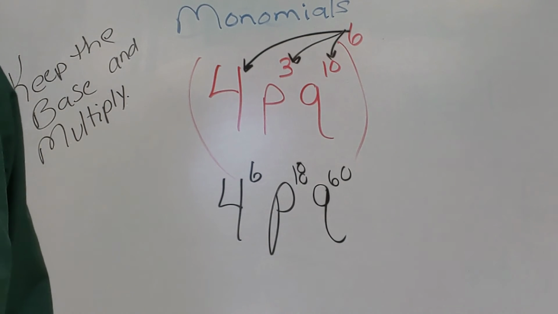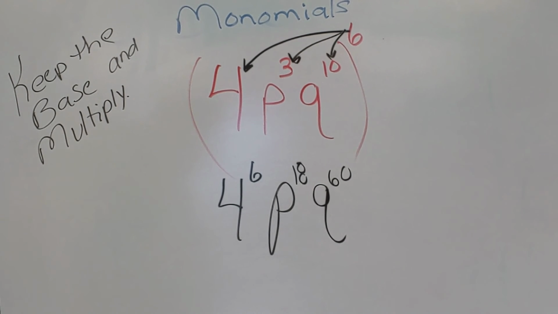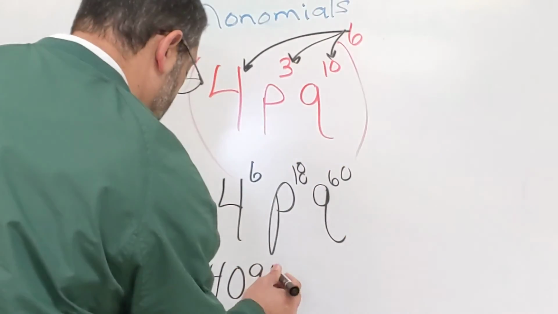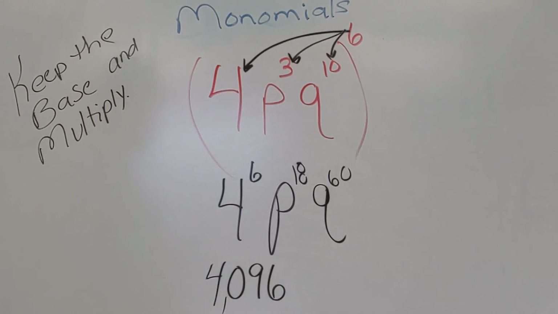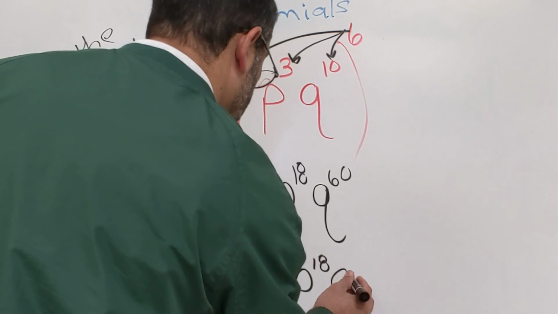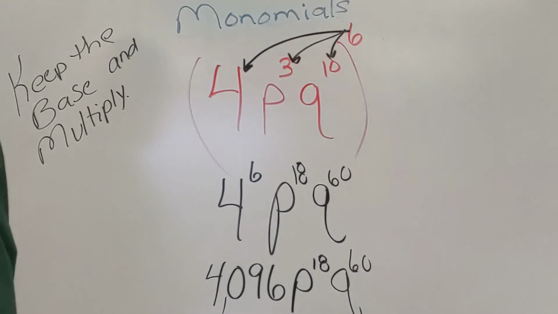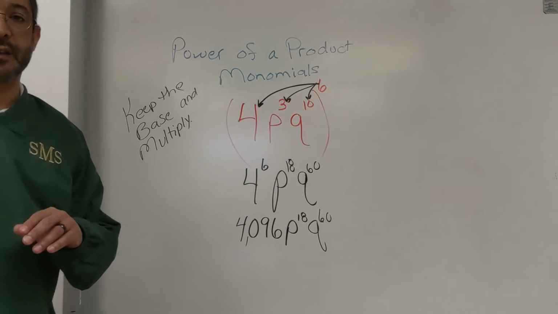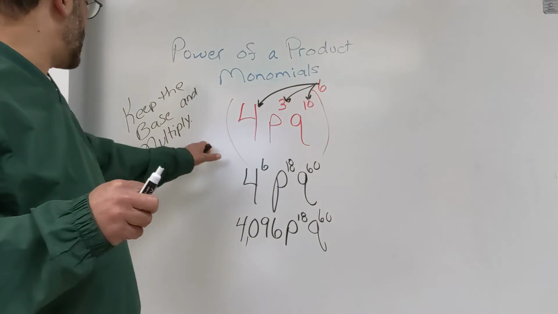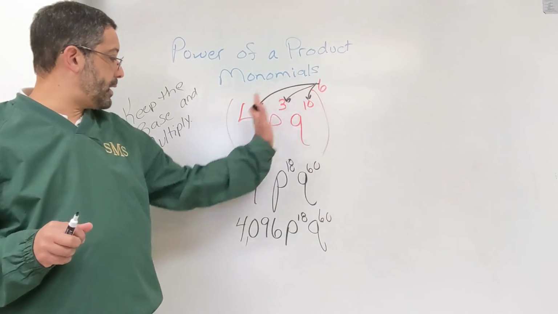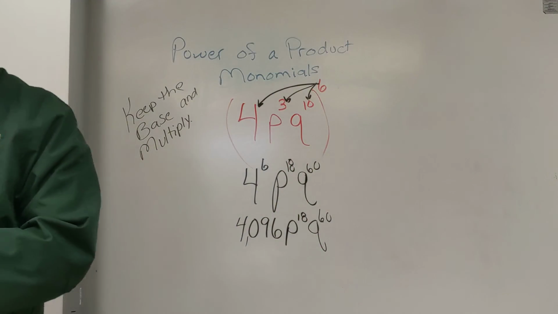All right, so then 4 raised to the 6 to further simplify is going to be 4,096 p to the 18th q to the 60th. Let me just zoom that out a tad bit. All right, so this is what you're going to be doing for your assignment. The power of a product with monomials, you're simply going to keep the base and multiply. And as you're keeping the base, these are how your answers ought to look.